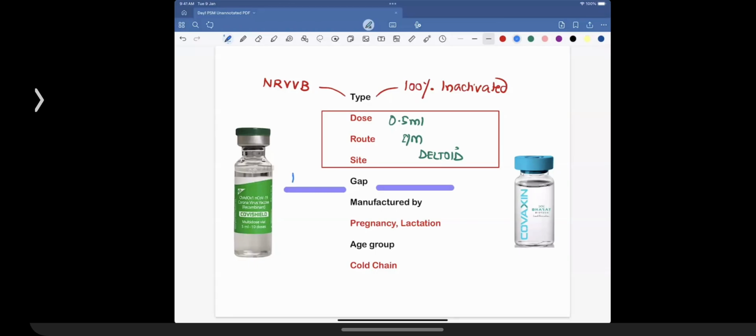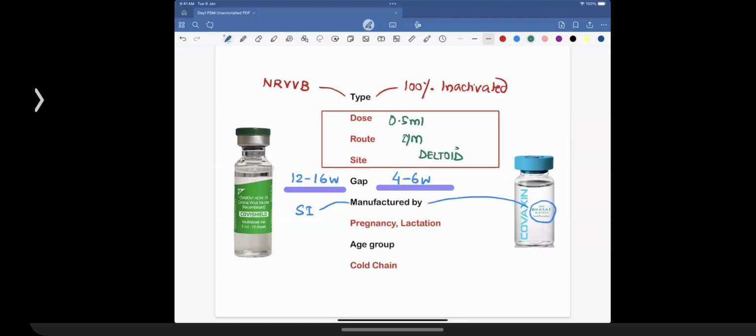Yes, 12 to 16 weeks here, 4 to 6 weeks for Covaxin. Manufactured by, this is Bharat Biotech, this is Serum Institute.